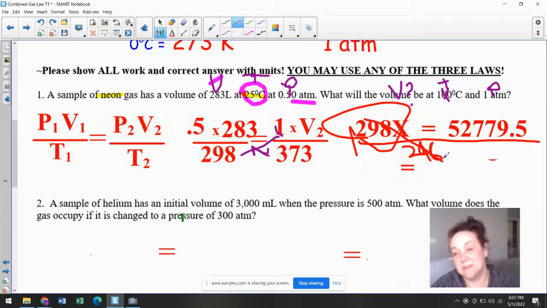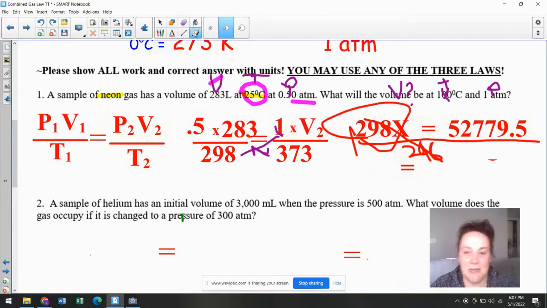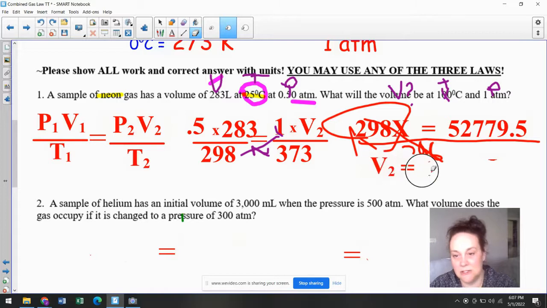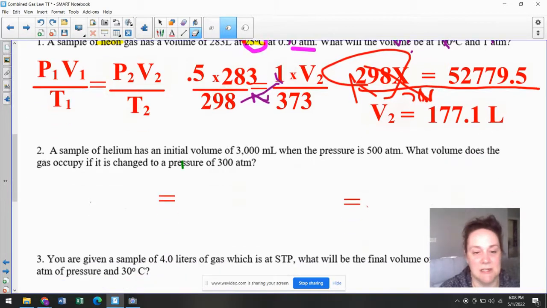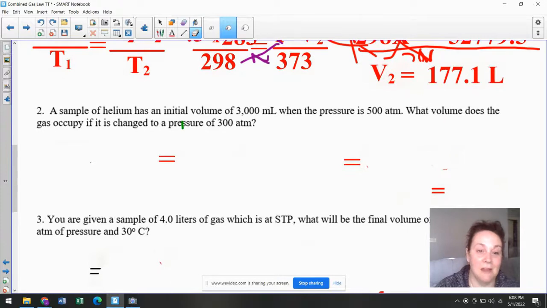And if I do 52,779.5 divided by 298, my V2 comes out to 177.1. And then we are looking for volume, so I need the unit to be liters. Very nice.